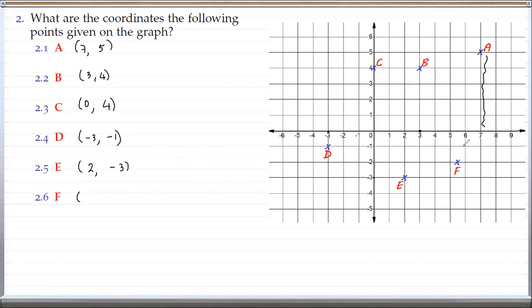And for F, we have x-coordinate over here, which I would say is something like 5.5. And the y-coordinate is -2. So these are the coordinates of these given points.